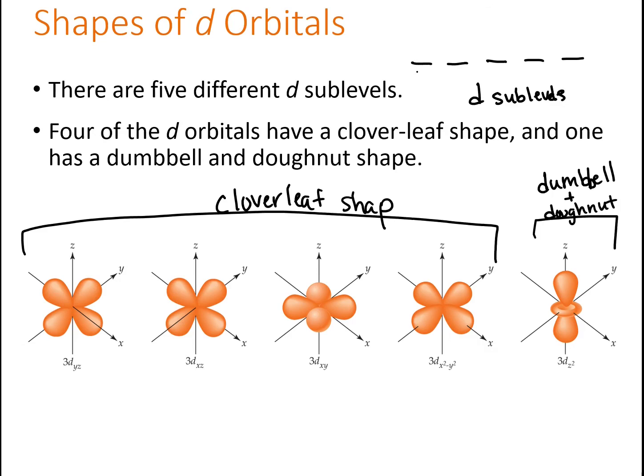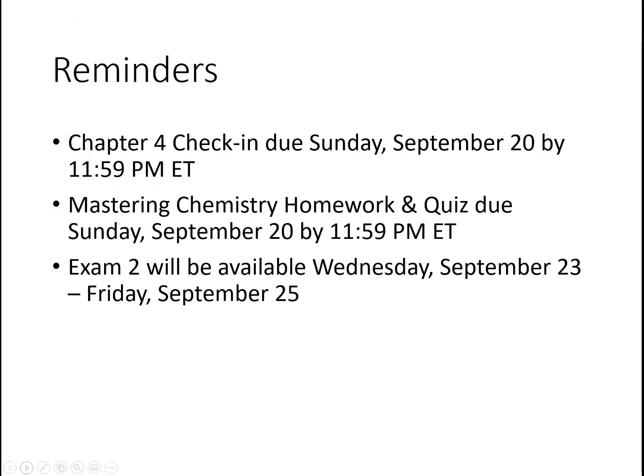So let's say that we're talking about the 3d, 3dyz, 3dxz, and so on and so forth. And each of these can hold 2 electrons for a total of 10 electrons in the d orbital. We're not going to talk about the f shape because that's something else, okay?